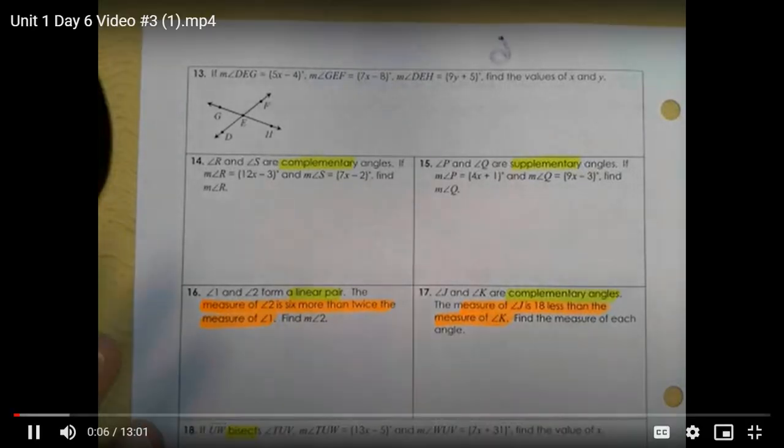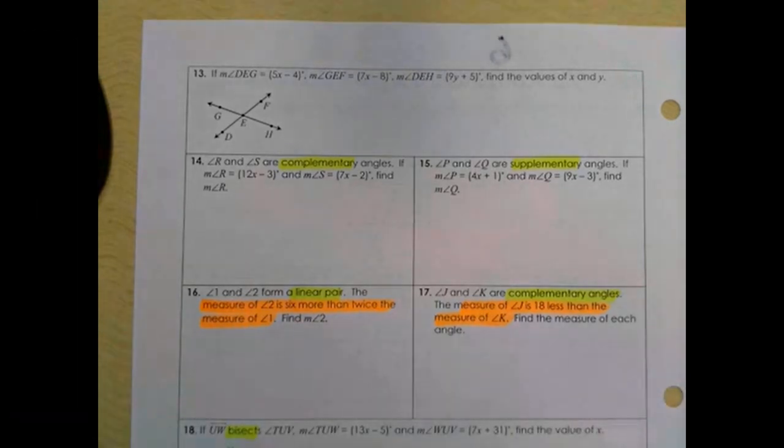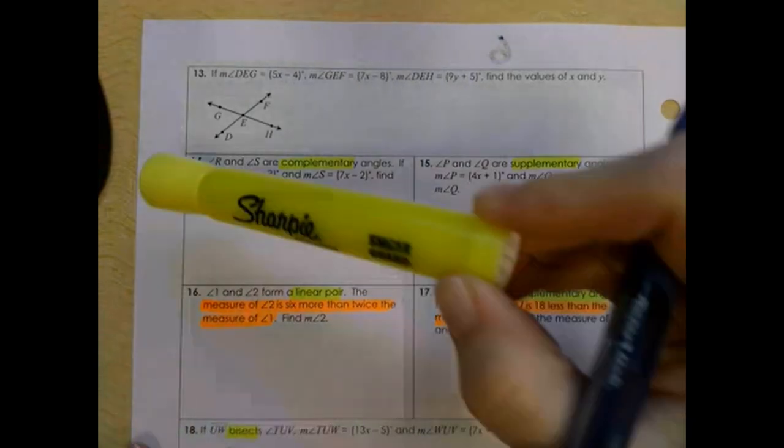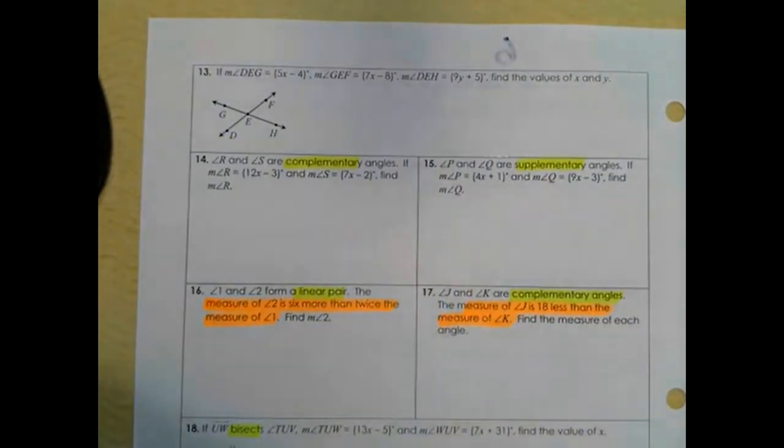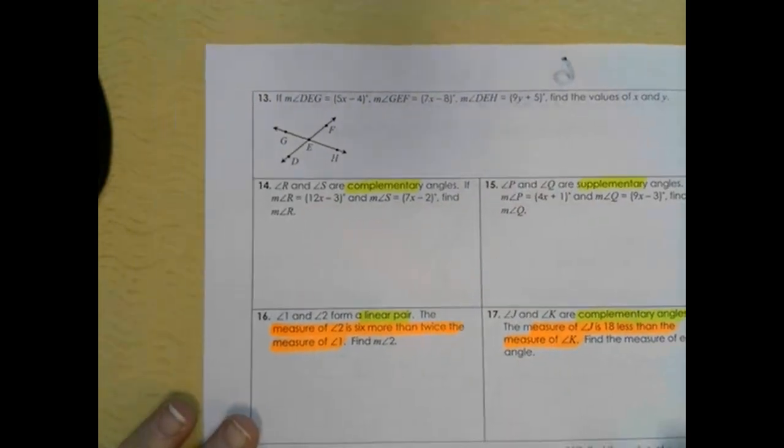Unit 1, Day 6 notes. And remember, I may not work the problems out all the way. If you need to work them out or you don't understand how I got an answer, take your highlighter, highlight the entire problem, and then come ask me. All right, so let's jump into number 13.